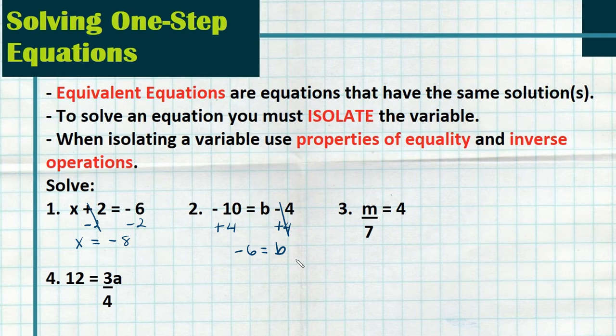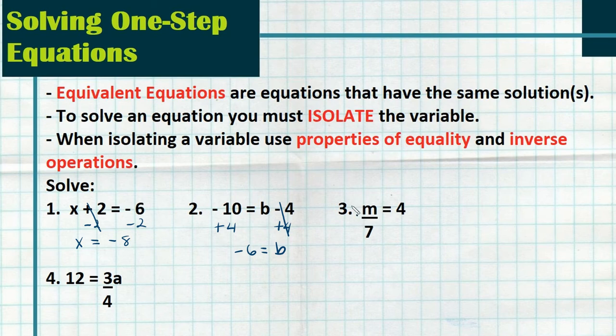Next question is m over 7 equals 4. m over 7, that's division, and the opposite of division is multiplication. So what we're going to be using here is the multiplication property of equality. And we're using all these properties of equality because all these questions have equal signs. So m over 7 equals 4. We are going to be multiplying 7 on both sides.